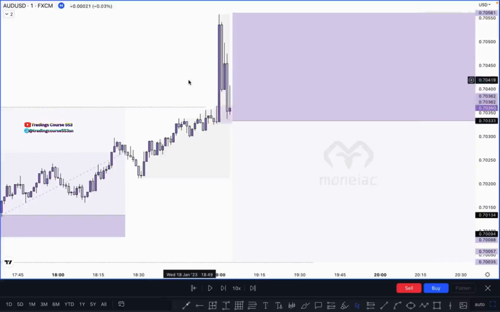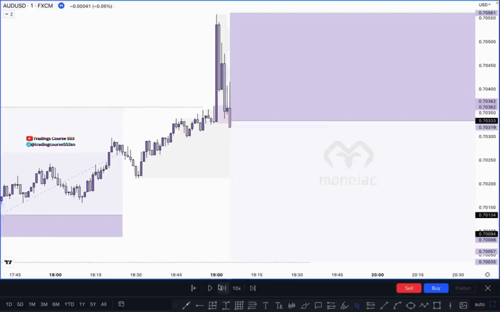So I'm not focusing on CHoCH, pause, flip, anything. I'm just focusing here on the single candle mitigation based entry. So let's see what happened next here.